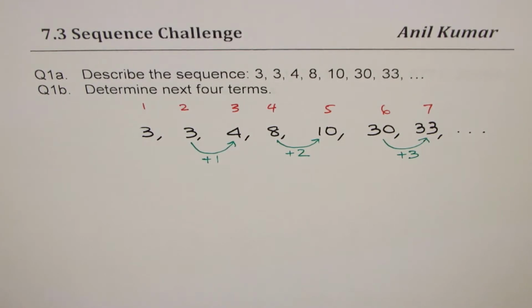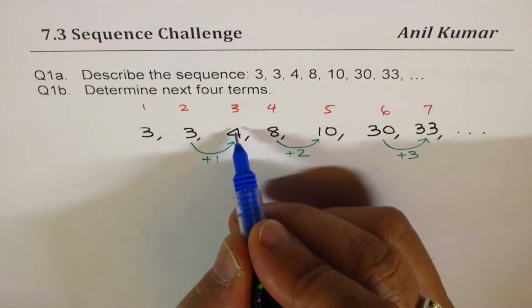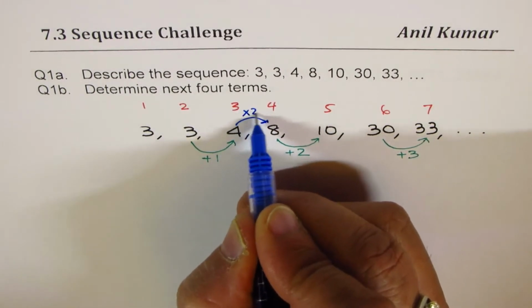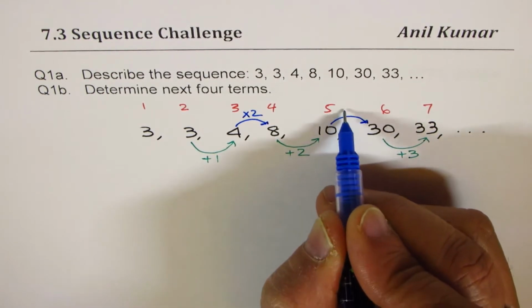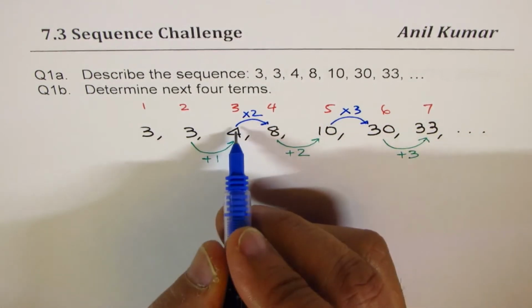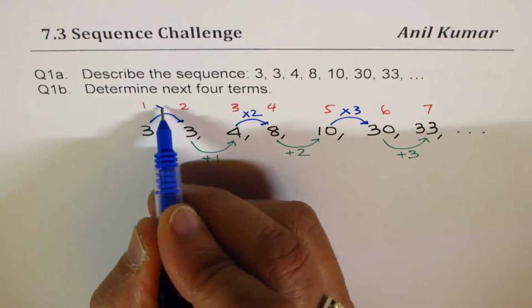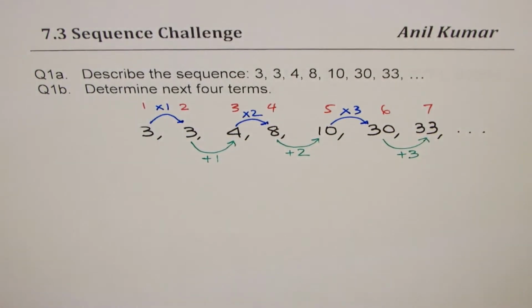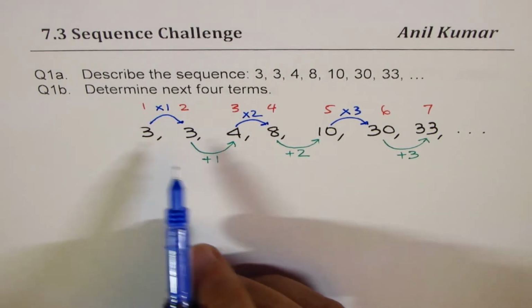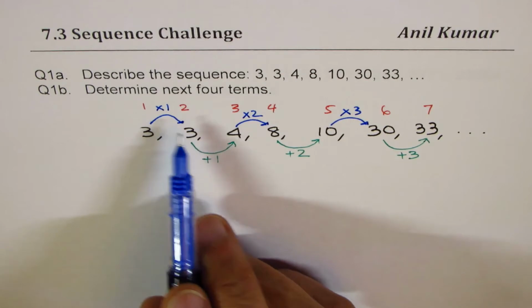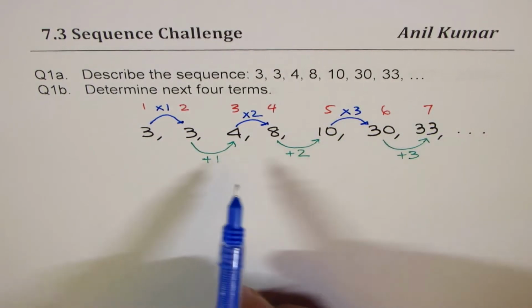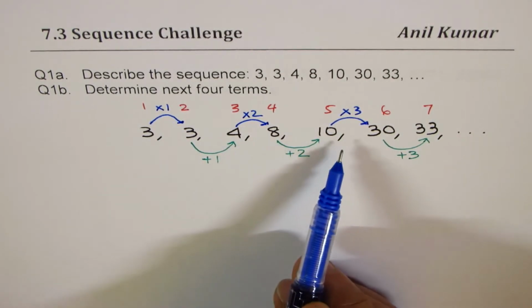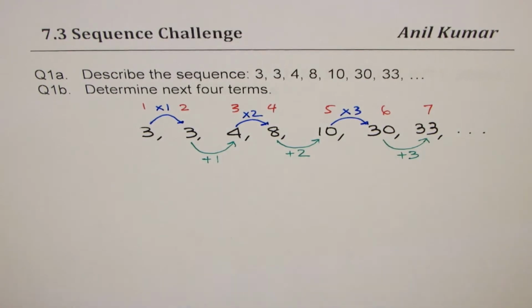And what else? What else? Okay, what else? We see that 4 times 2 is 8, right? Times 2. And here we see that is times 3. And if I go 1 here, it is times 1. Makes sense, right? So that makes sense. So what we see here is alternately we are multiplying by increasing number, and alternately we are adding by increasing number. Does it make sense to you, right?